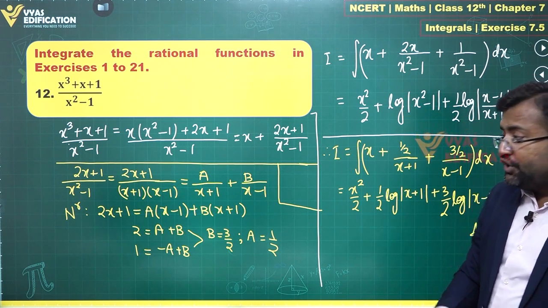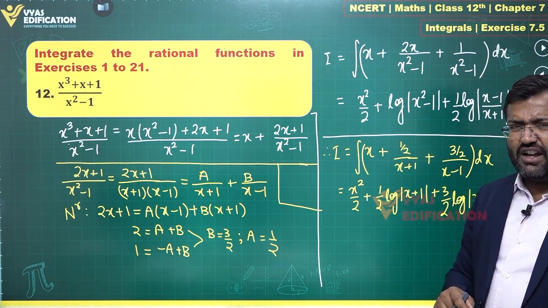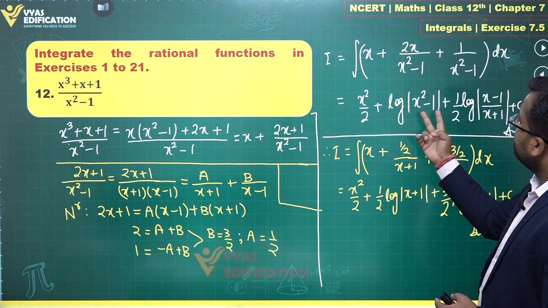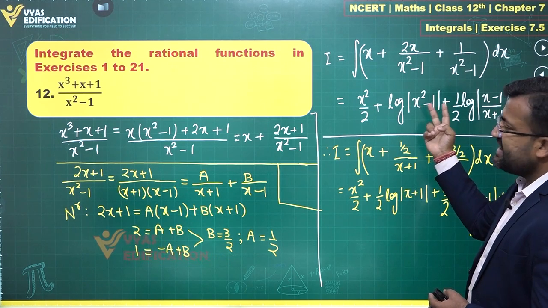Oh, you would say, this answer looks pretty different, is it? Yes, they look different, but they are exactly the same. How do we observe that? This is x square minus 1, right? So this can be done as x plus 1 times x minus 1.